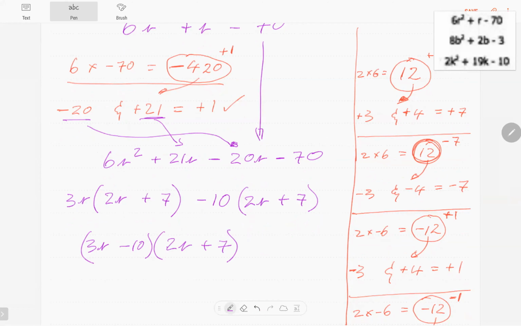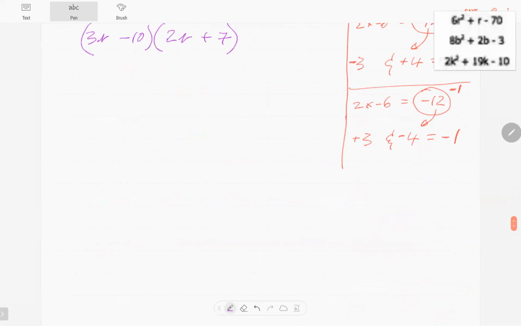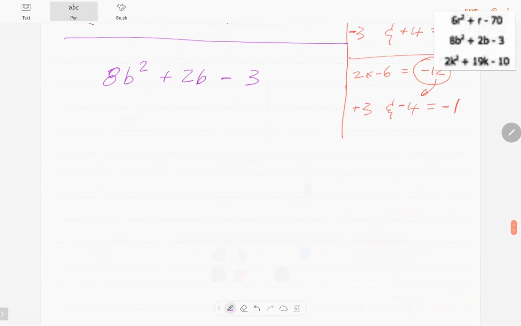Let's look at the second one. So the second one is 8b squared plus 2b minus 3 to factorize. All right, to factorize. Again, the same procedure. First thing you're going to do is multiply the two values. So we're going to multiply 8 times negative 3. 8 times negative 3 is negative 24.